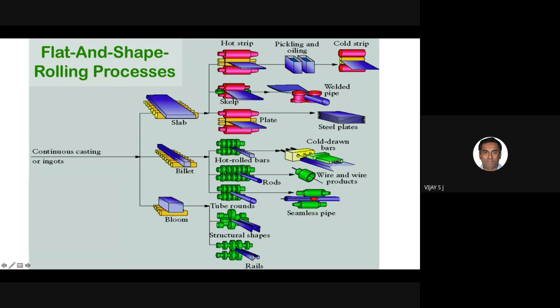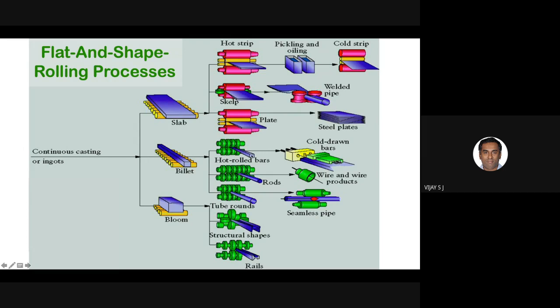If you see the billet, you can see again here from one place, that is hot rolled bars, the billet is converted into a bar, a hot rolled bar, but it is a square bar. From there you can draw it into further smaller bars. You can see the drawing process. This hot rolled bar goes inside this and becomes thin bars.